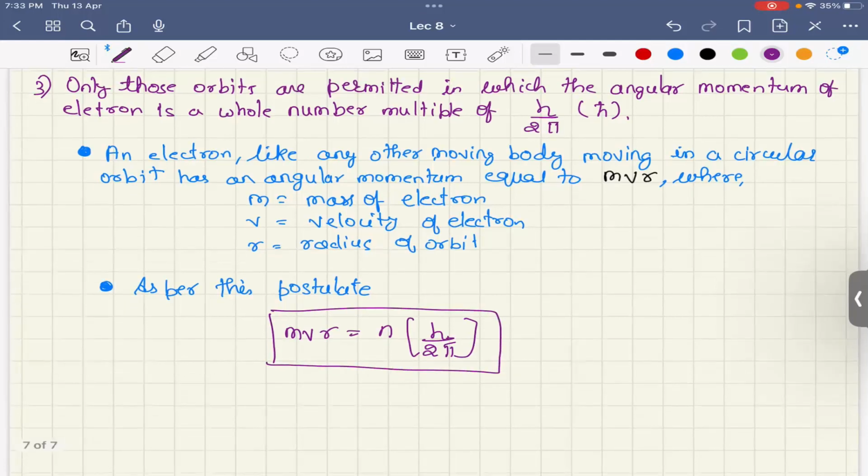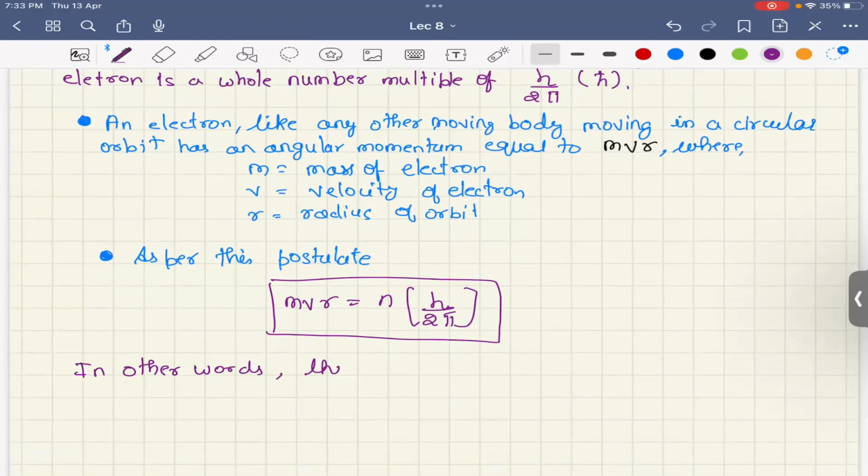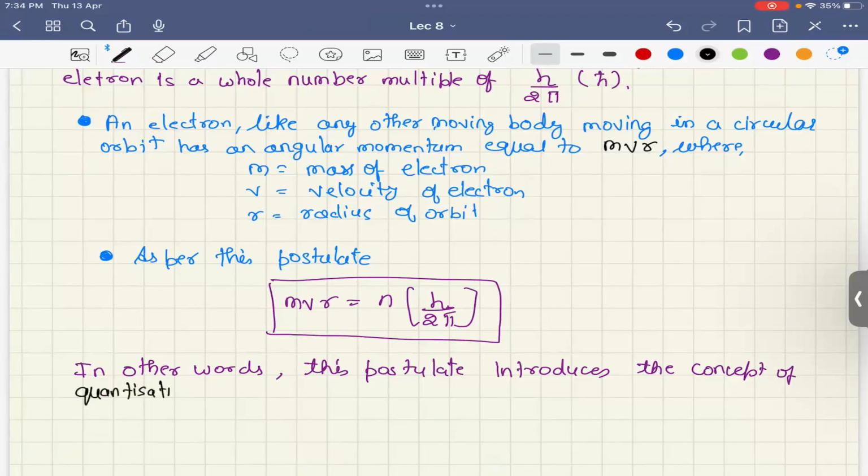In other words, this postulate introduces the concept of quantization. Quantization means limited. Quantization of angular momentum, right?